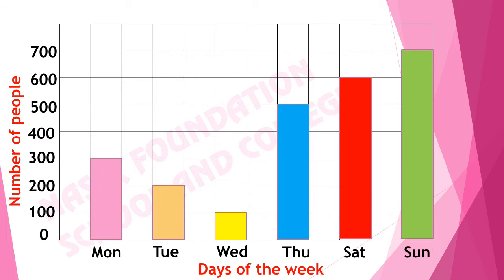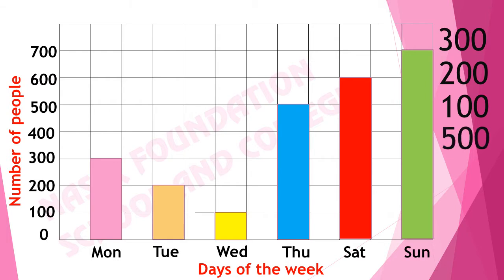On Monday, 300 people visited. On Tuesday, 200 people visited. On Wednesday, how many people visited the zoo? 100 people. And on Thursday, yes, 500. 500 people visited the zoo. On Saturday, yes, 600. And on Sunday, 700 people visited the zoo.